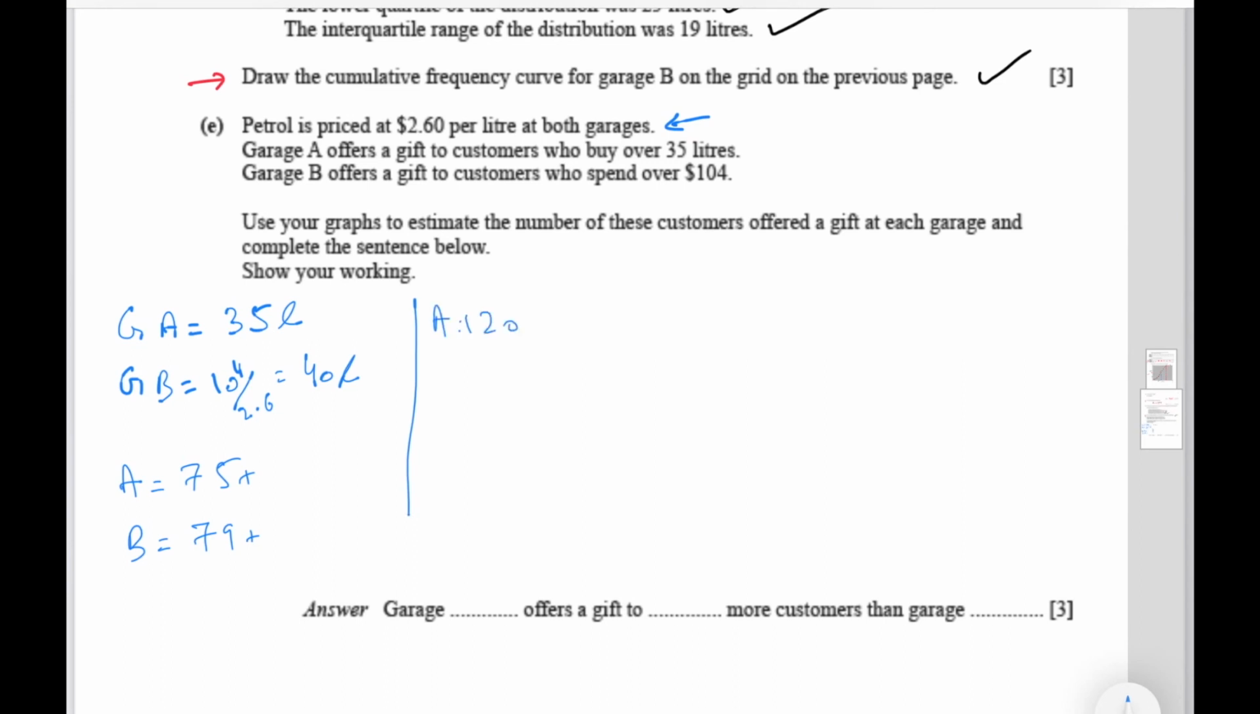if you subtract 75 from 120, you get 45 customers. Since we talk about the number of customers, we have to find which customers who go to either A or B get more gifts. Then if you talk about garage B, if you subtract 79 from 120, let's do that. 120 minus 79, this gives us 41 customers. Okay, so it's clear. Garage A gives out 4 more gifts to customers than B.